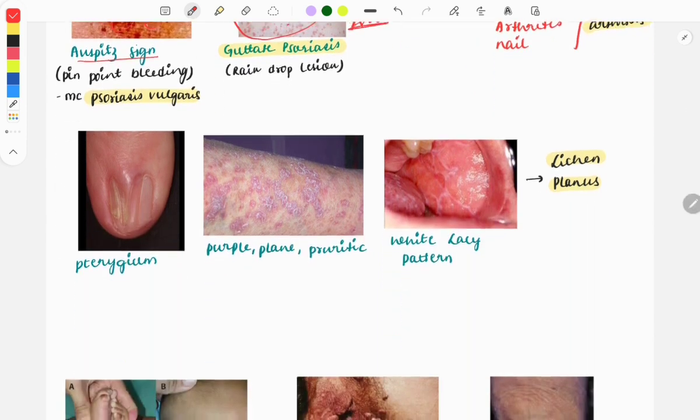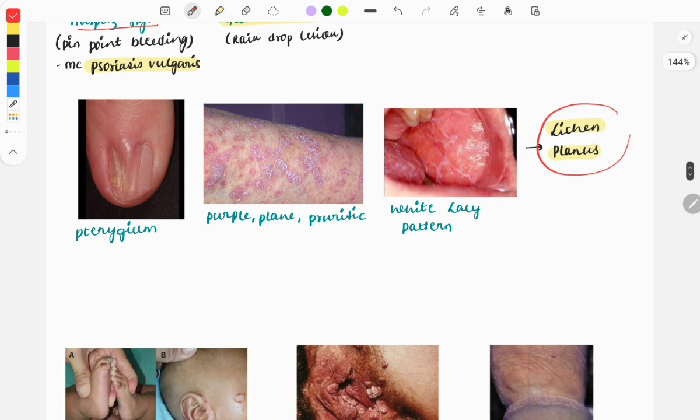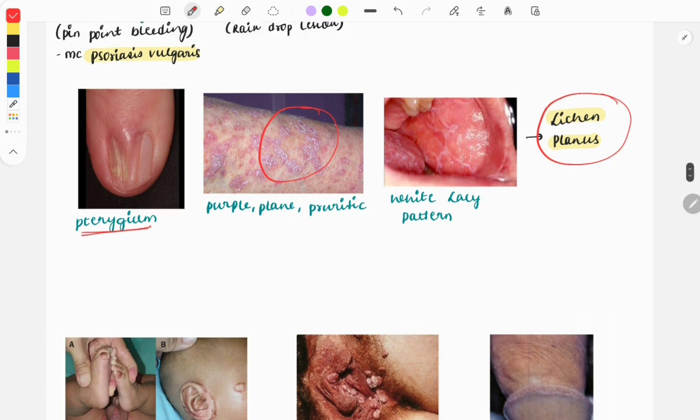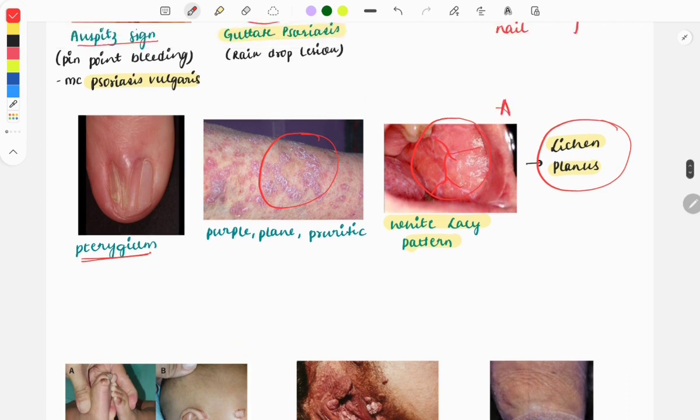Next image. These images are related to lichen planus. As you can appreciate here, the nail finding is called pterygium. The rash seen in lichen planus is purple, plain, and pruritic. Another classical finding of lichen planus is this white lacy pattern seen in the mouth, the white lacy or reticular pattern. This was asked as an image based question. Lichen planus is also a very important topic.